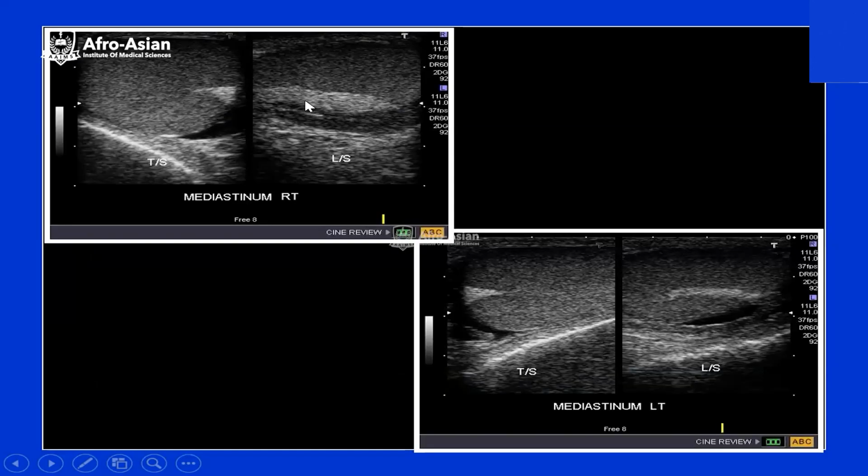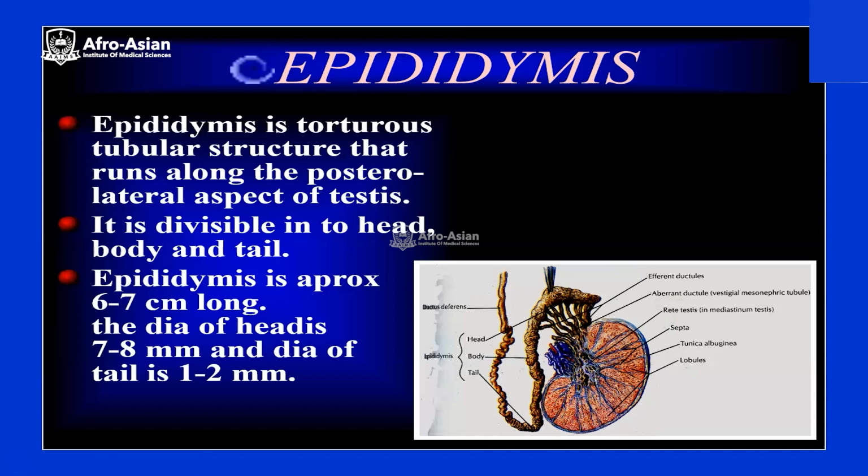Here you can see right testicle, left testicle, longitudinal and transverse. Then is the epididymis. Epididymis is a tortuous tubular structure that runs along the posterior lateral aspect of testes. It is divided into head, body, and tail. Epididymis is approximately 6 to 7 centimeters long. The diameter of head is 7 to 8 mm and diameter of tail is 1 to 2 mm.